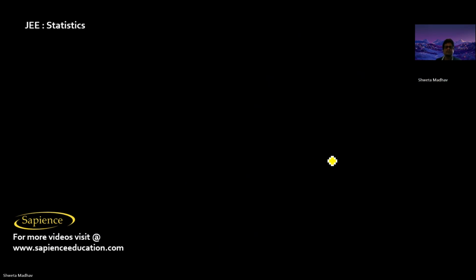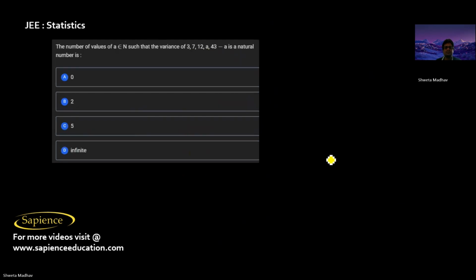So here it is told that the number of values of k belongs to N such that the variance of these values is a natural number. So the variance of these values should be a natural number. Their mean value will be, here we have got 5 values. So 3 plus 7 plus 12 plus a plus 43 minus a divided by 5. So that will be equal to, and a will get cancelled.